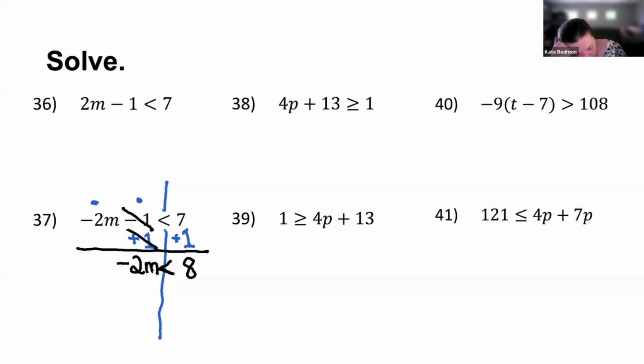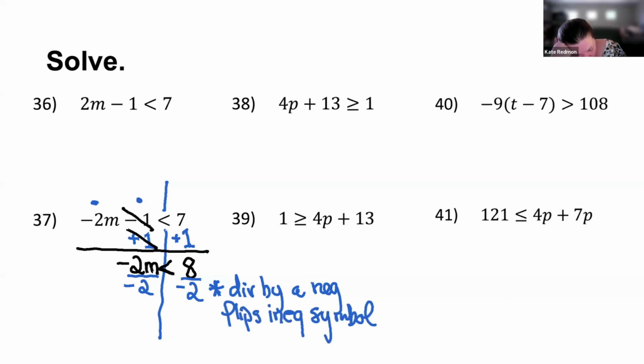I have to keep solving in order to get M alone. It has a -2 shoved up against it, so it's multiplying, so I will do the opposite. I will divide by -2. I can do whatever I want as long as I do it to both sides, and I know the consequence. Dividing by a negative flips the inequality symbol. Multiplying and dividing by -2 cancel their opposites. M's alone just like I wanted.